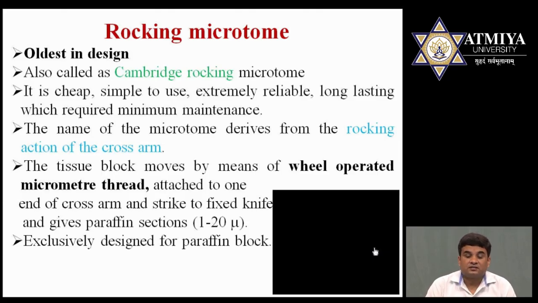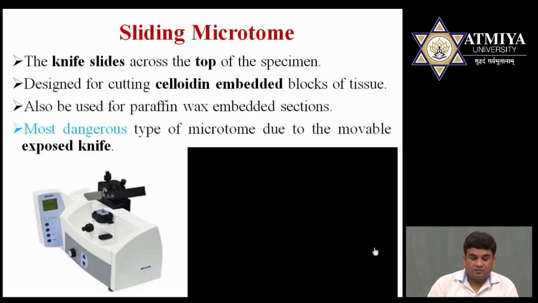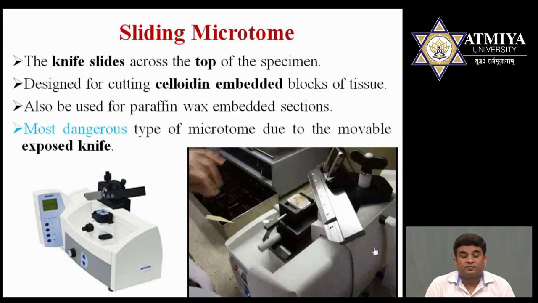So now I will discuss another microtome. This is called the sliding microtome. This microtome is a dangerous type of microtome because here we are using an exposed knife, so there is always a chance of injury. So while handling this type of microtome, we should be very careful. Now in this microtome, what will happen? The knife is sliding over the top of the specimen.